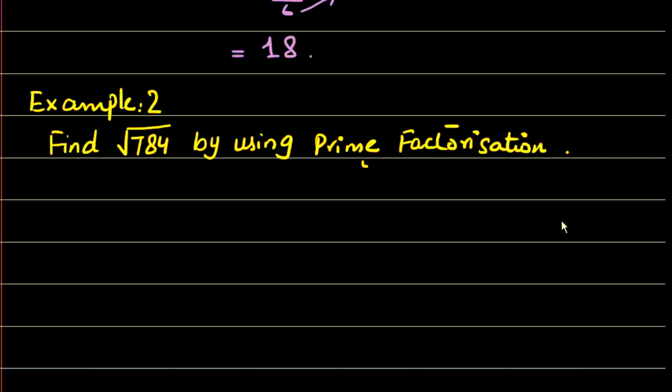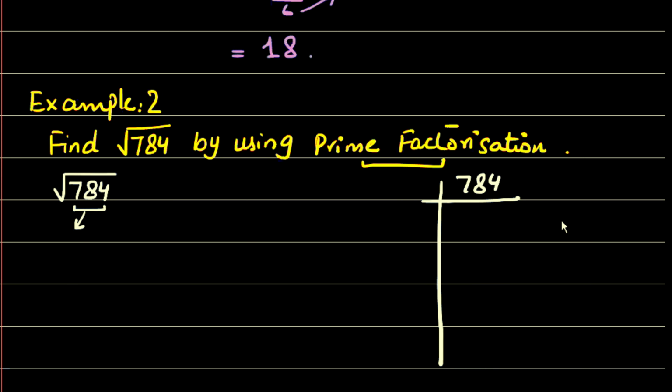Okay. So as per prime factorization, let's start factorization. We need all the prime factors, the product of prime factors of 784. Let's start the ladder method. So 784. And as per the rule of prime factorization, we have to start dividing with the smallest prime number.